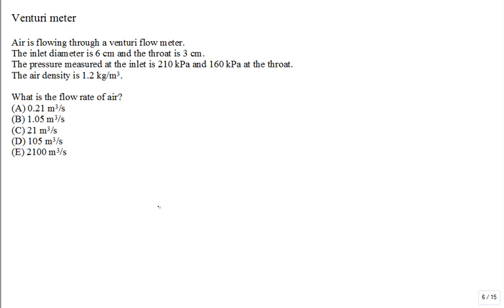Well, here's an application. Let's see if you can solve this problem. I'll give you 2 minutes, right? So air is flowing through a Venturi flow meter. The inlet diameter is 6 centimeters. The throat is 3 centimeters. The pressure at the inlet is 210 kilopascal. It's 160 kilopascal at the throat. And the air density is 1.2 kilograms per cubic meter. What is the flow rate of the air in meters cubed per second? So the delta P is 50 kilopascal. And we'll give you enough time to solve this problem. You'll need a calculator.